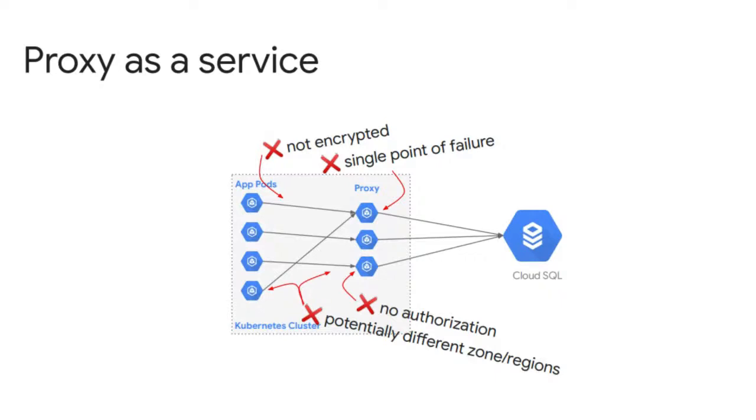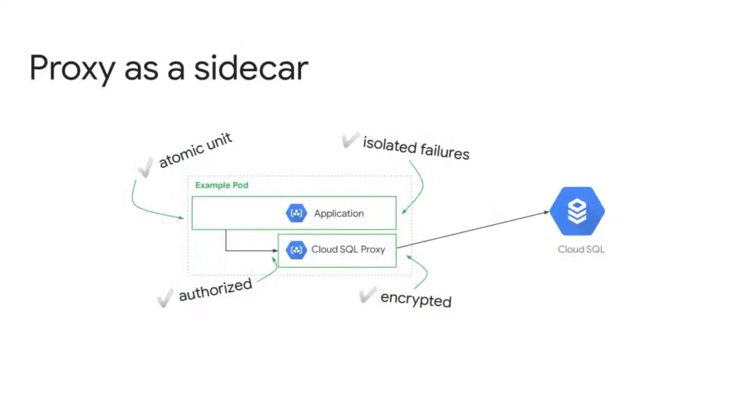Those are some disadvantages of using the proxy as a service. That's why the Google Cloud team recommends using the proxy as a sidecar. First, what does the sidecar container do? As we said earlier, a pod is the basic atomic unit of deployment in Kubernetes. Typically, a pod contains a single container. However, multiple containers can be placed in the same pod.